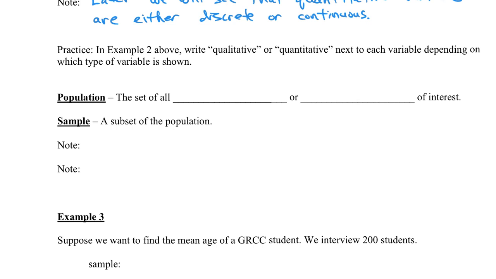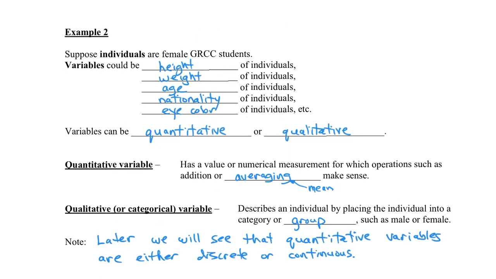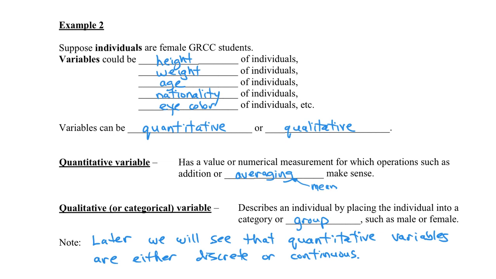So, okay, in example 2 above, what we typically do in class is this is where you would get to meet who you're sitting with, which always makes things a little easier to keep us animated and active and awake and alert. So, can't really do it this time, but in example 2 above, what we want to do is write qualitative or quantitative next to each variable depending on which type of variable is shown. So up here we want to write, next to each one of these, either qualitative or quantitative for these variables right here.